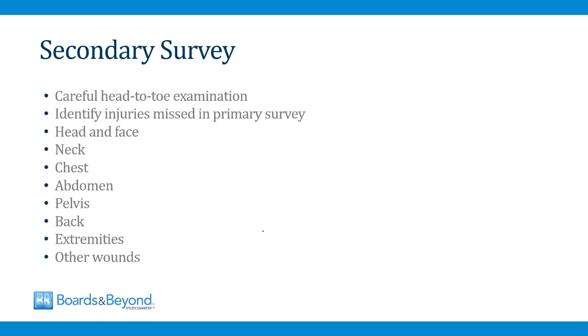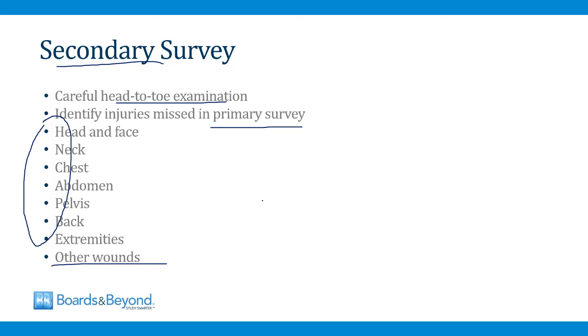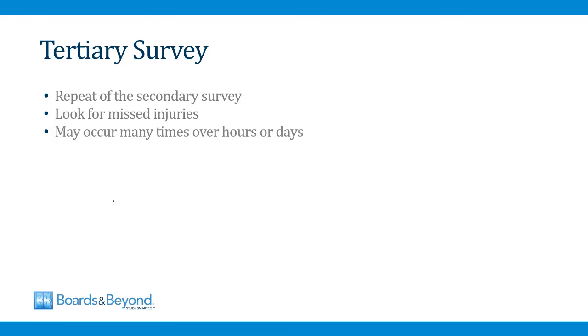Once you've completed the primary survey, you can move on to a secondary survey. This is a more careful and detailed head-to-toe examination looking to identify injuries that could have been missed in the primary survey. So the secondary survey involves carefully going through all of these areas in the patient to see if there are any injuries that might have been missed, as well as looking at any other wounds the patient could have from their trauma.